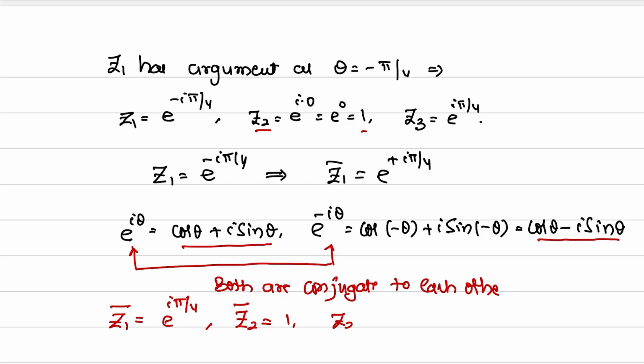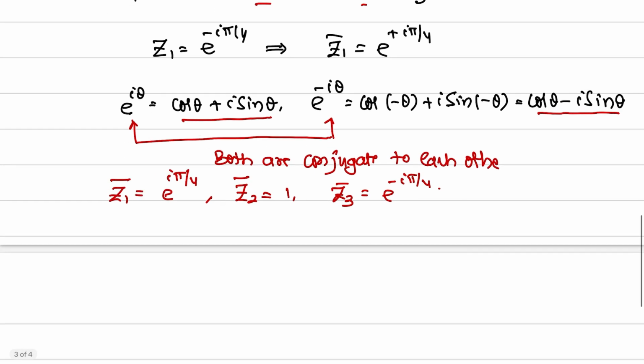What is Z3 bar? Because Z3 is e to the power of I pi by 4, Z3 bar is e to the power of minus I pi by 4. Why am I going slow? I want you to learn the concept with the geometry.